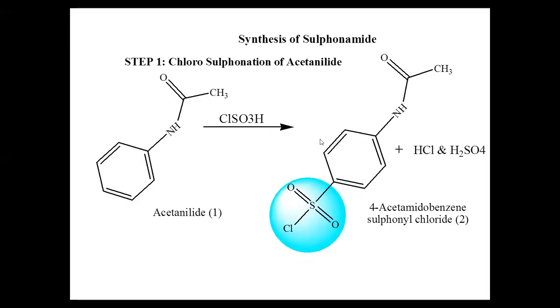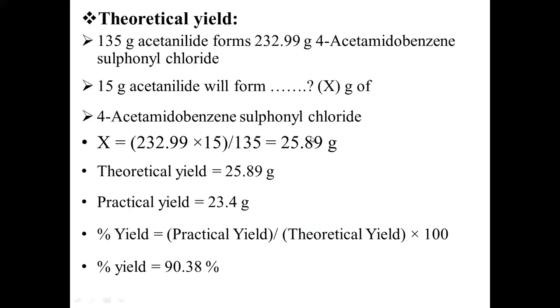Now this is the first step of chlorosulfonation. We have seen the synthesis of 4-acetamido-benzene sulfonyl chloride with the use of chlorosulfonic acid. Okay. This is the theoretical yield calculation for this practical, the synthesis of the first step, that is 4-acetamido-benzene sulfonyl chloride.